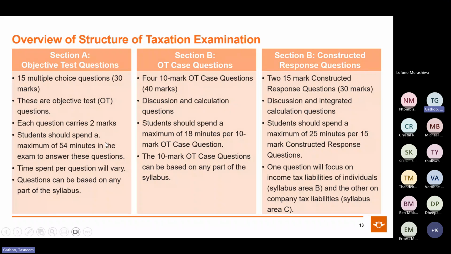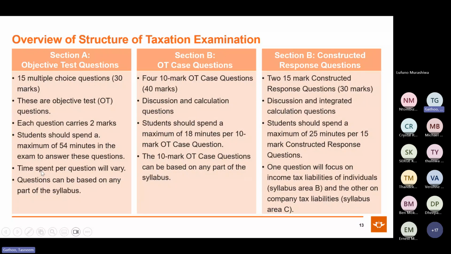The way the exam is split is that for 3 hours for a 100-mark paper, if you divide that, you get 1.8 minutes per mark. So in an exam, you should spend a maximum of 54 minutes answering these objective test questions. I wouldn't say that just because one question is 2 marks, you multiply 1.8 times 2 to give you 3.6 minutes per question. Don't do that. Just base it off the overall 54 minutes for this section.